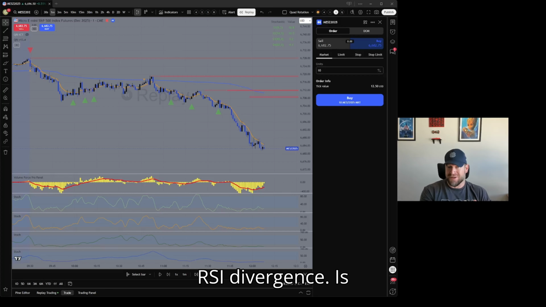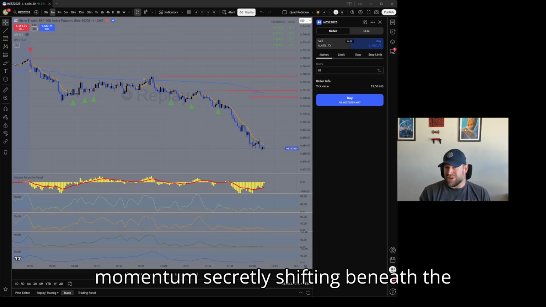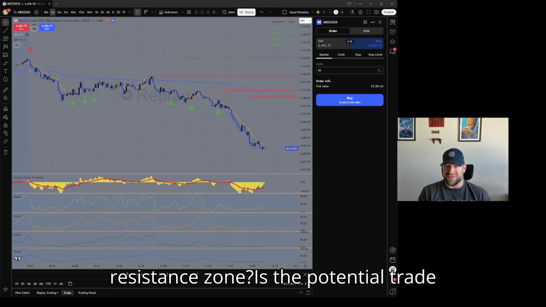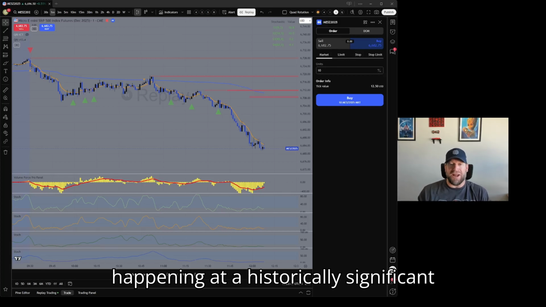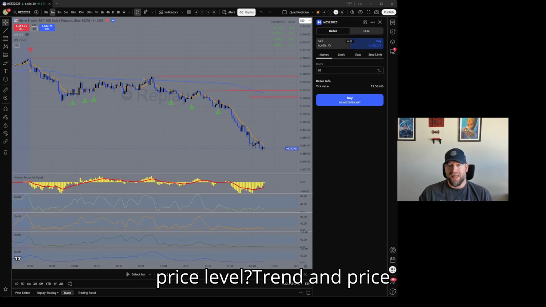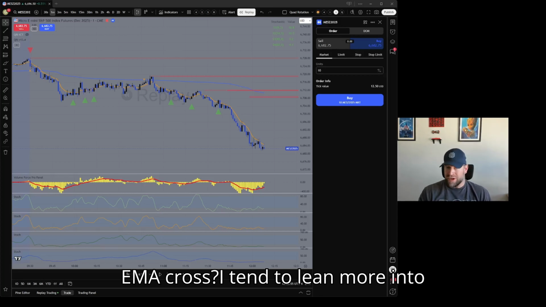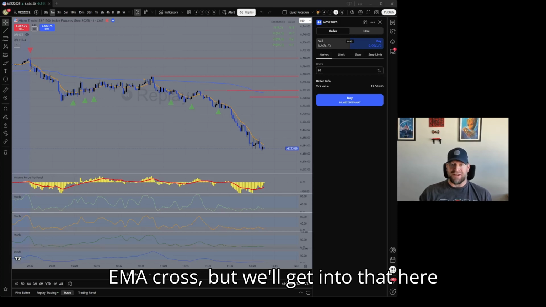RSI divergence. Is momentum secretly shifting beneath the surface? Multi-time frame support and resistance zone. Is the potential trade happening at a historically significant price level? Trend and price confirmation. Is price action confirming the signal with a VWAP or an EMA cross? I tend to lean more into EMA cross, but we'll get into that here in a minute.